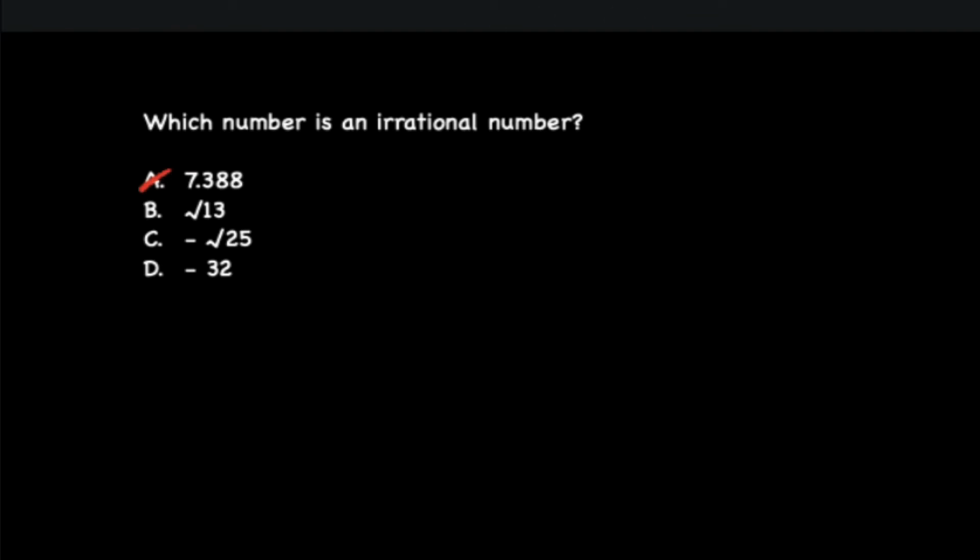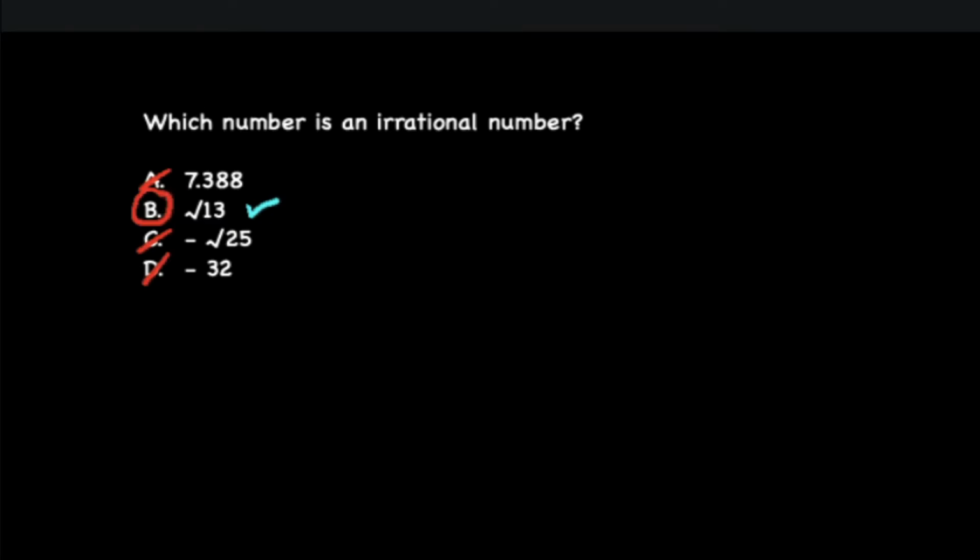What about the square root of 13? Well, if you're familiar with your common squares and common square roots, then you know that this is an irrational number, okay? Because it's not perfect. So we'll place a check mark here, since that's definitely a choice. What about C? We have the negative square root of 25. So we know that taking the square root of 25 is equal to 5, because 5 times 5 is 25, right? And so this is simplified to negative 5, and negative 5 can be written as a fraction or a ratio, okay? So we know this is not the correct answer. What about negative 32? Negative 32 can be written as a ratio or a fraction, right? Negative 32 over 1. So we know this is not the correct answer. So the correct answer in this case is answer choice B.